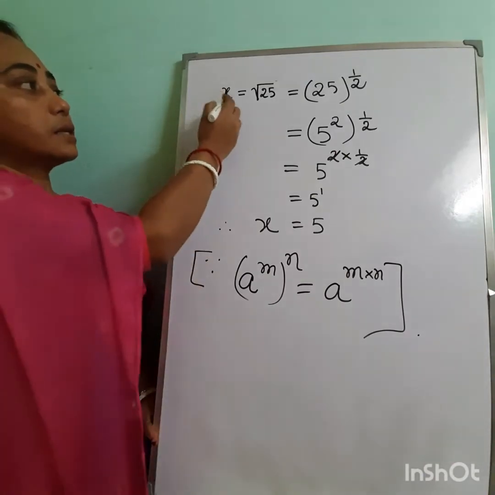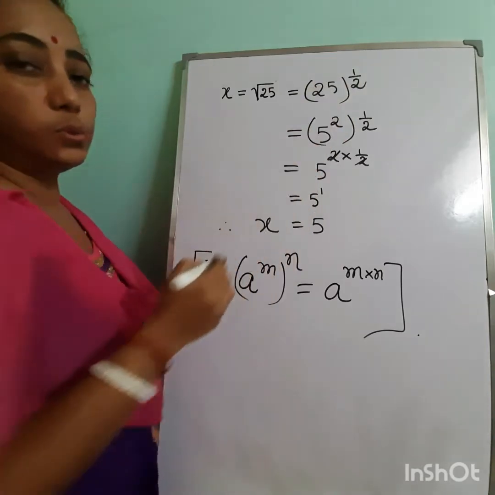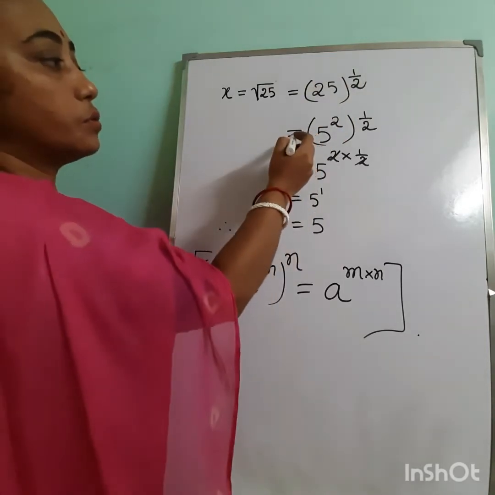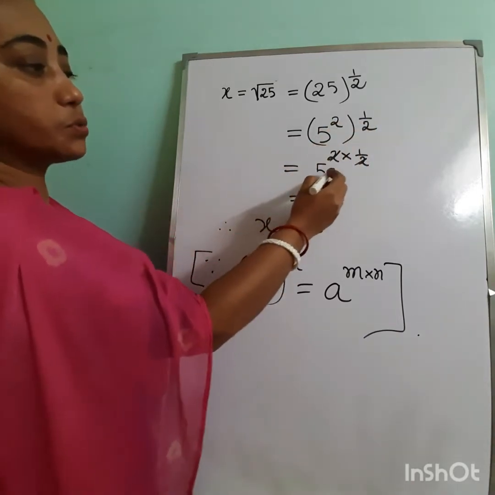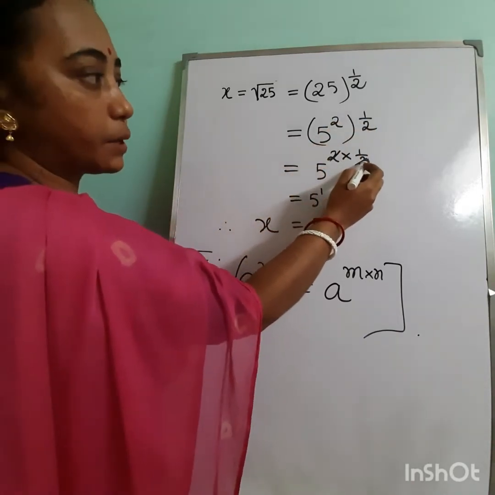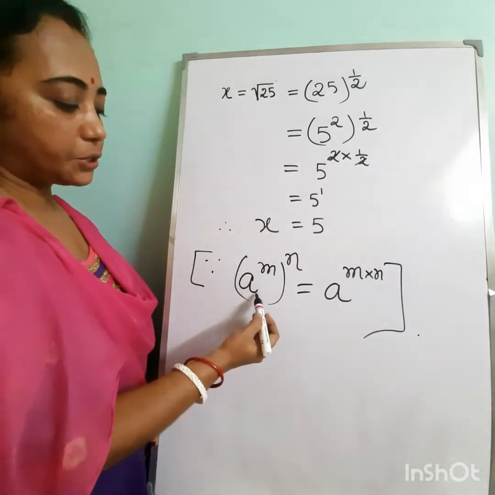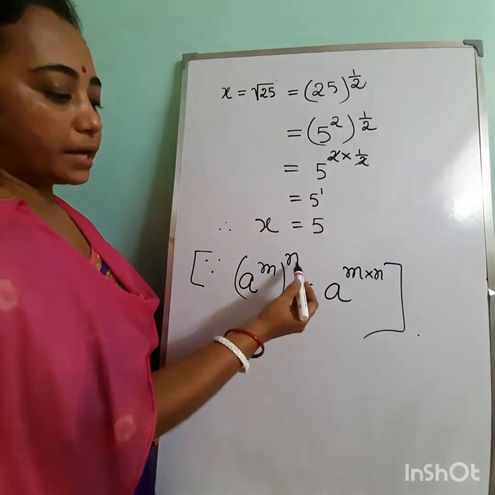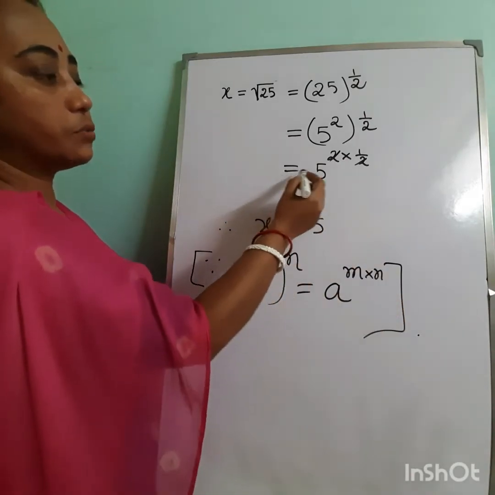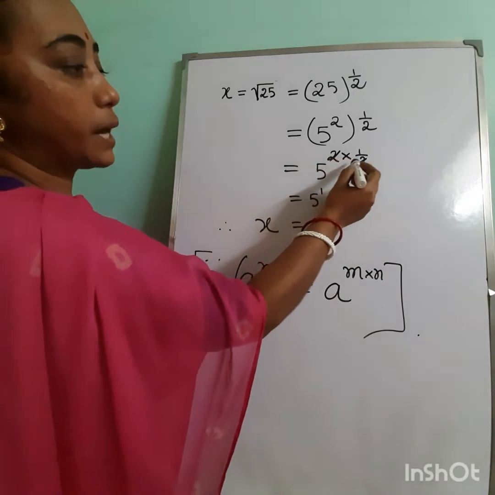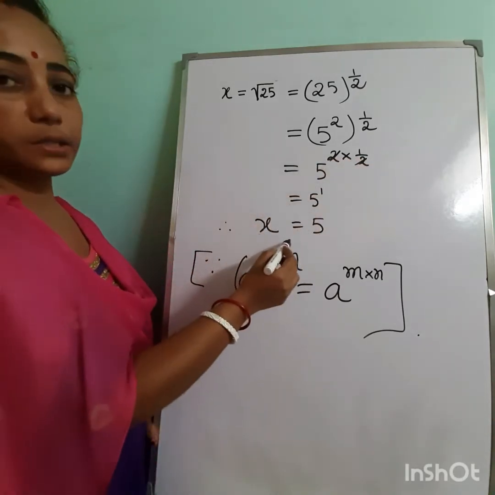Now let's see, x is equal to root 25, which is equal to 25 to the power 1 by 2. So we can also write 5 square to the power 1 by 2, that is equal to 5 to the power 2 multiplied by 1 by 2. Since we have learned in the exponent and power chapter that a to the power m whole to the power n is equal to a to the power m multiplied by n. So here we can write 5 to the power 2 multiplied by half, that is equal to 5 to the power 1. Therefore x is equal to 5.